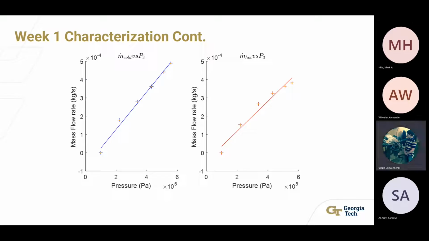For the mass flow rates, for the M4 cold, this fits the linear trend line very well. So as you increase the pressure, you increase the mass flow rate of the cold part. But for the hot mass flow rate, the linear trend line does not fit this very well. So as you increase the pressure, it will steadily stop increasing over time.